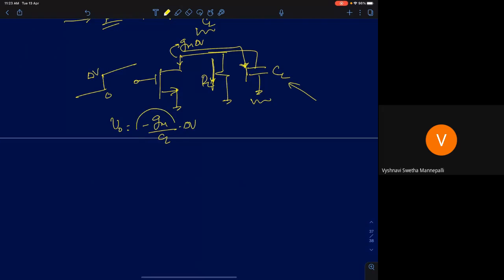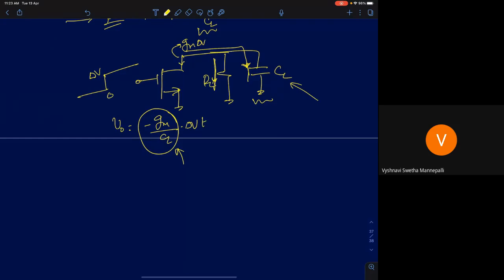So what you notice here is that delta V is a step input. If I integrate it, I'll get delta V into T, right? Because your capacitor output will be 1 by C integral of I dt. The current is Gm delta V. So you will get minus Gm by CL into delta V into T, because delta V is a step input, integrated, you get delta V into T.